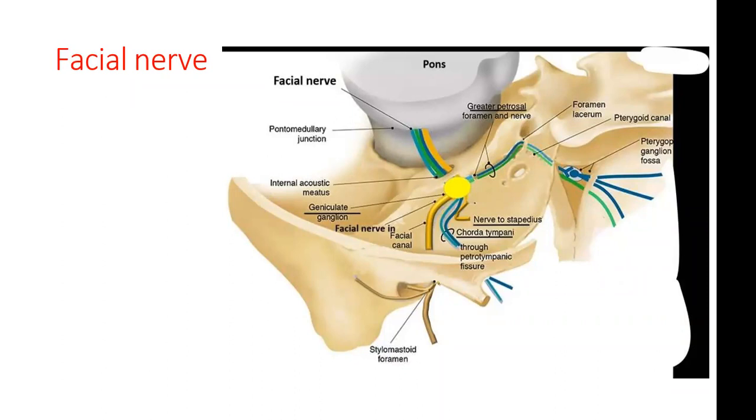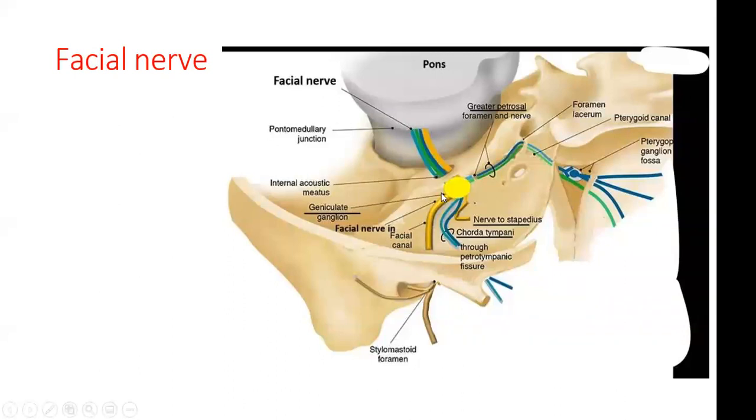Within the facial nerve canal, it gives off the geniculate ganglion, nerve to stapedius and nerve to chorda tympani. See in this picture, nerve to stapedius, nerve to chorda tympani. So those nerves can be affected if it's a facial canal lesion, depending on the place.